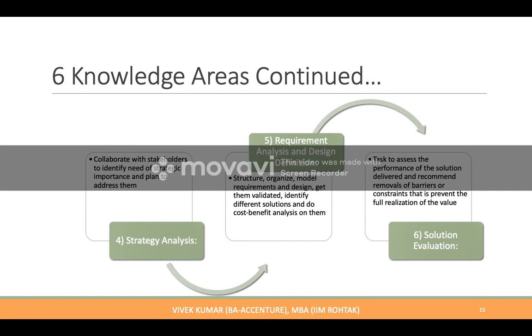Then the requirement analysis and design definition phase will begin. In the requirement analysis and design definition phase, the business analyst, with whatever information they were able to gather, will structure, organize, model, and design the requirements. Now, this design can be done in the form of process flows, use cases, and many other items, right? Or it can be only in the form of user stories. So they have to analyze and then prepare the design documents.